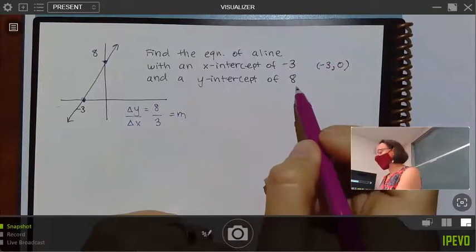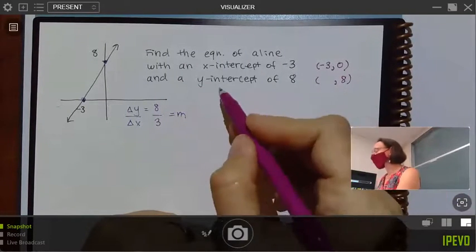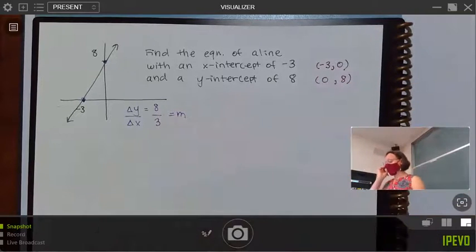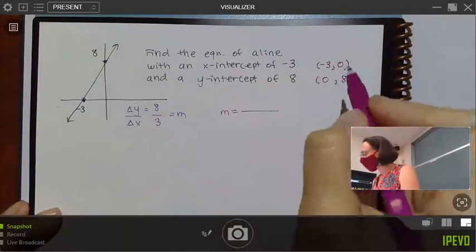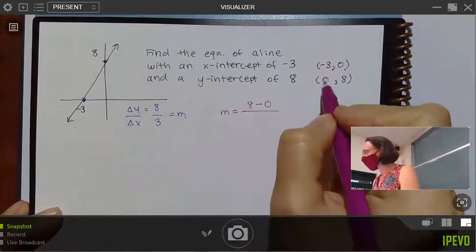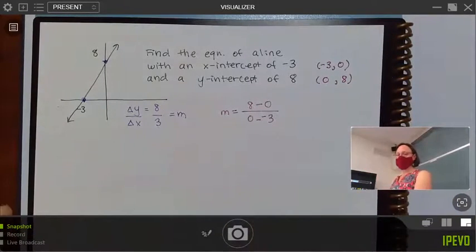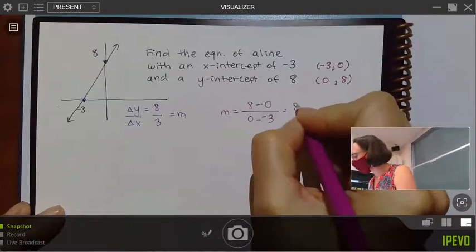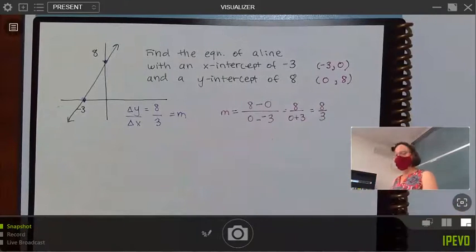That y-intercept of 8 means that the y value is 8, but because it's the intercept, the x value is 0. So if we did our slope equation, I could do this as y2 minus y1 over x2 minus x1. And then I've got that minus a negative thing again. So I am quickly going to rewrite that as 0 plus 3 and get 8/3. So either way, I know that my slope is going to be 8/3.